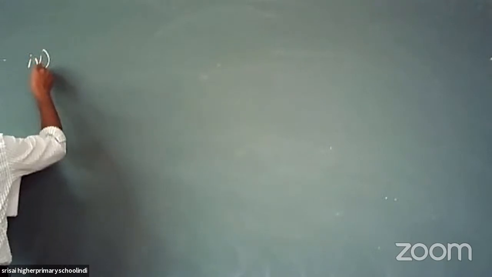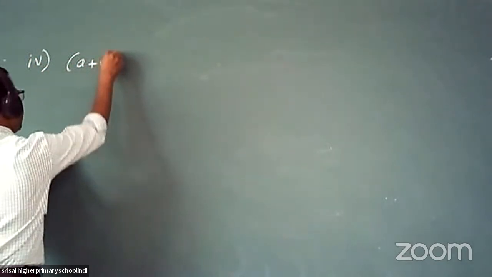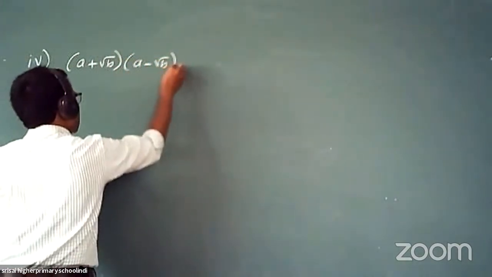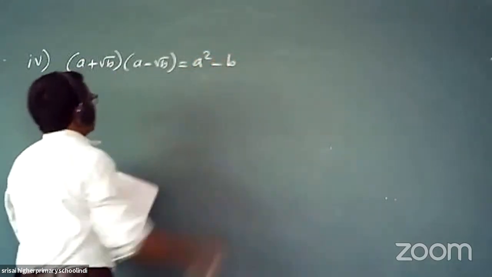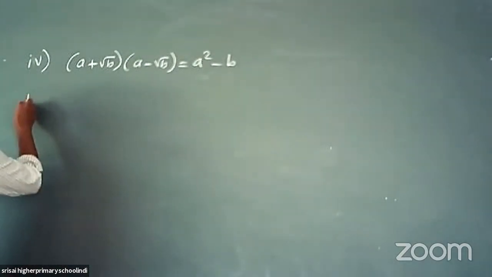Next identity is the fourth one. A plus square root of B, A minus square root of B, this is equal to A square minus B. A square minus B. Okay, this kind of one example we shall see. Example.